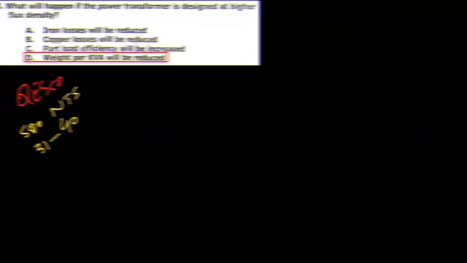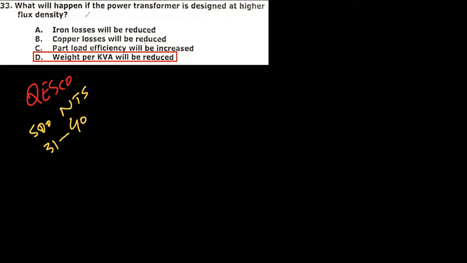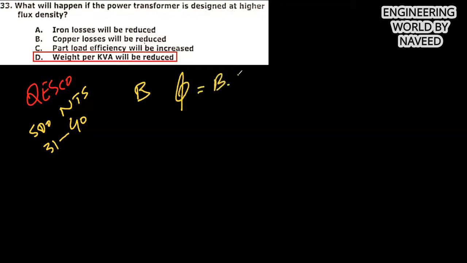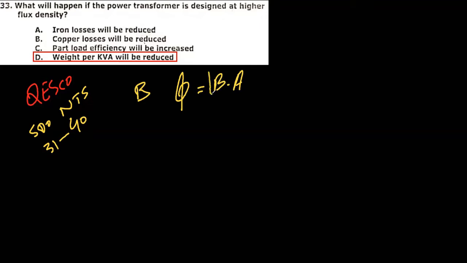Okay, next MCQ is: what will happen if the power transformer is designed at higher flux density? Iron losses will be reduced, copper losses will be reduced, power load efficiency will be increased, or watt per kVA loss will be reduced. So flux density means your B, and we know that the flux is equal to flux density times area. So if you design the power transformer for high flux density, then for the same flux, the area should be low. So if the area is low, then it means watt will get decreased. So watt per kVA will be reduced.